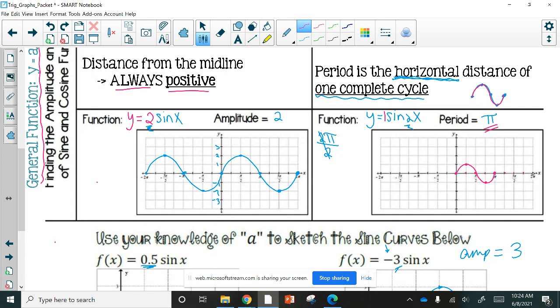1, 2, 3, 4. Our next cycle is going to now end at 2 pi. How do we do that? You go up to 1 again, back to your midline again, down to -1 again, back to your midline again. So how many cycles do we see from 0 to 2 pi? We see 2 cycles. B does 2 things. It tells you the number of cycles that you will see from 0 to 2 pi, and you also need to use it to find the period of just one cycle.